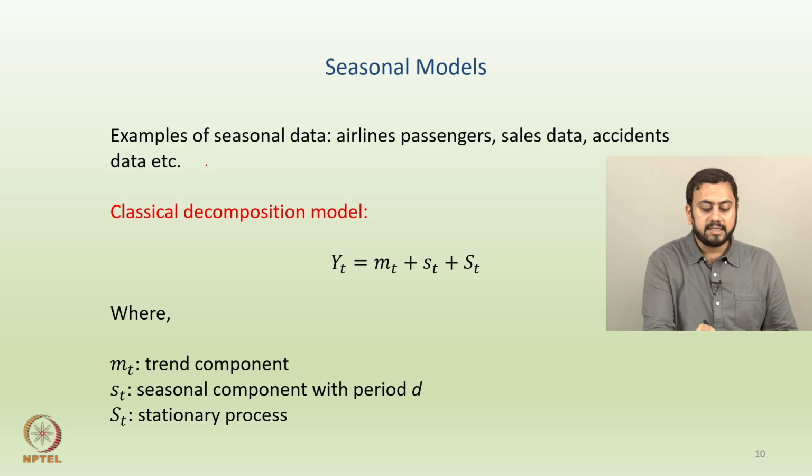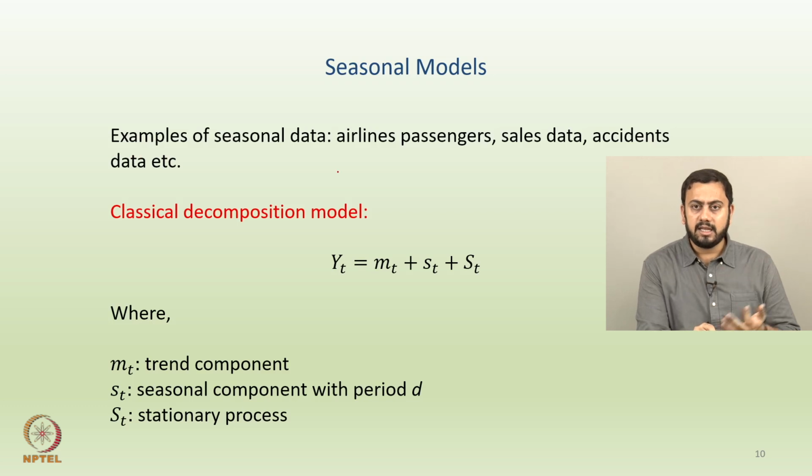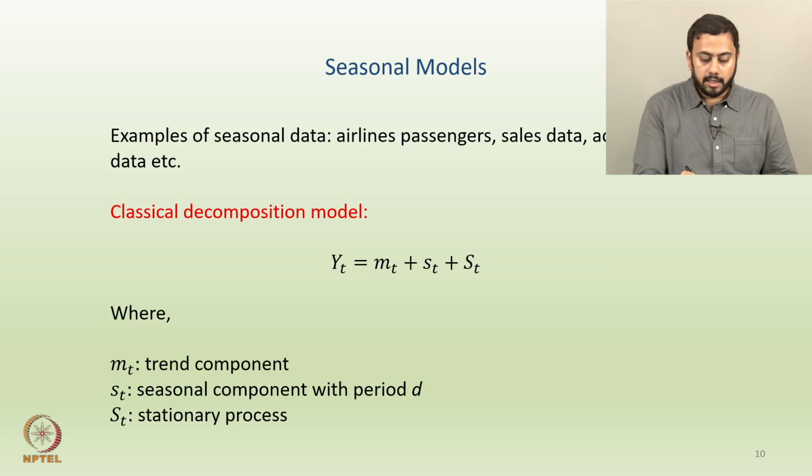Now, a few very quick examples of seasonality just to recall. Let us say airline passengers or sales data, or accidents data. In all these examples there has to be some seasonality present, or let us say rainfall data, temperature data, humidity data, etc. And then the classical decomposition model is given by that model.